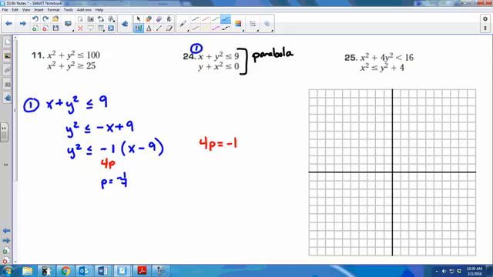So from this, I know p is negative, so that means it's going to open left or it's going to open down. Just depends on if it's horizontal or vertical, right? So with the y squared, is this horizontal or vertical? Horizontal. Because it's horizontal and p is negative, I know it's going to open left.